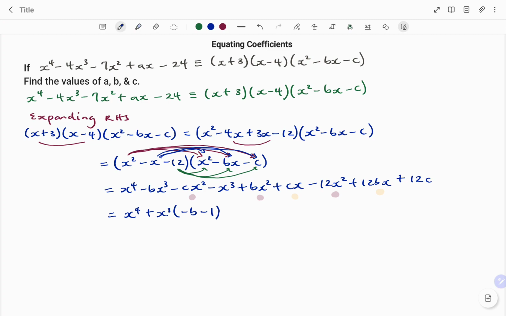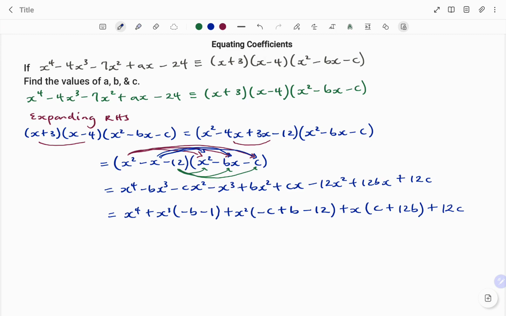Then I move to x², or x squared. I have plus x² in bracket minus c plus b minus 12. I'm done with that. Close bracket. The next set of terms will be my terms in x. So I have plus x in bracket c plus 12b. As shown, I'm done with all terms in x, and my constant term will be plus 12c. Make sure you double check that no term is missing and all terms are being adequately represented.